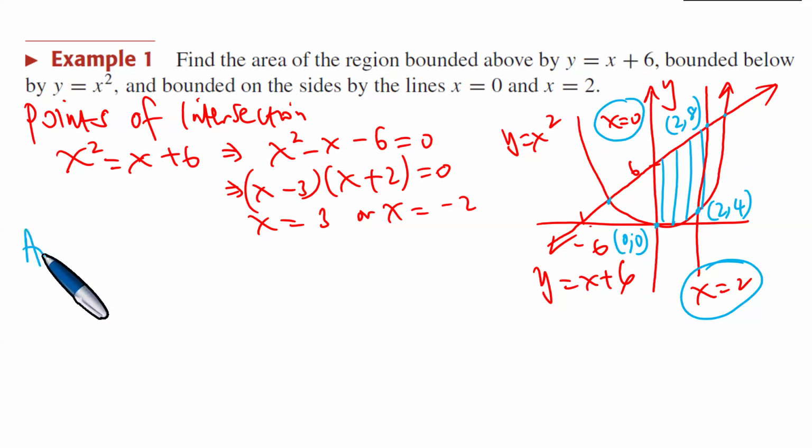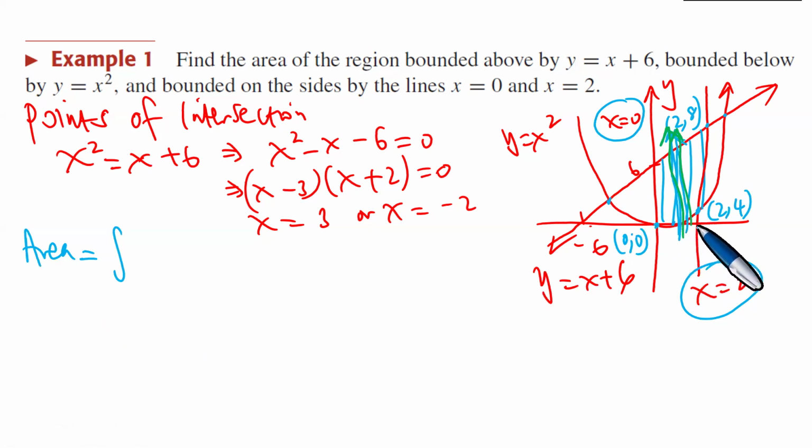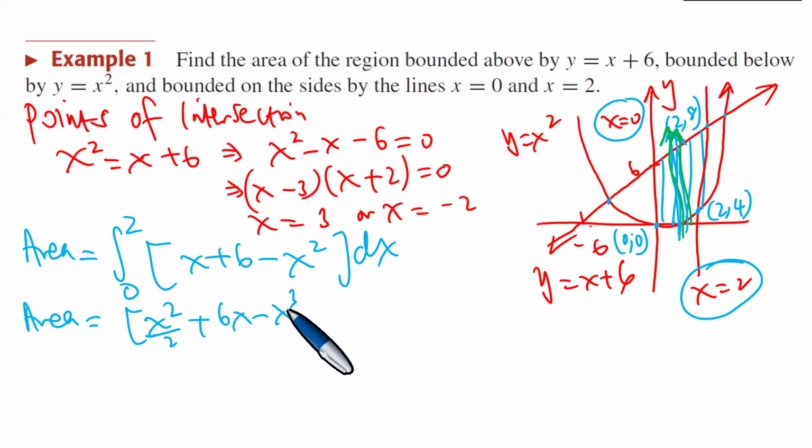So the area is the integral. Now you actually need to analyze this: if you look at this area here, you can imagine an arrow that goes through the region and rises to the top. Maybe you can use a green color this way. This means that you'll be dealing with the integral from x equals 0 to x equals 2, of the upper curve, x plus 6, minus the lower curve, x squared, dx. So that you have x squared out of 2, 6x, x cubed out of 3.